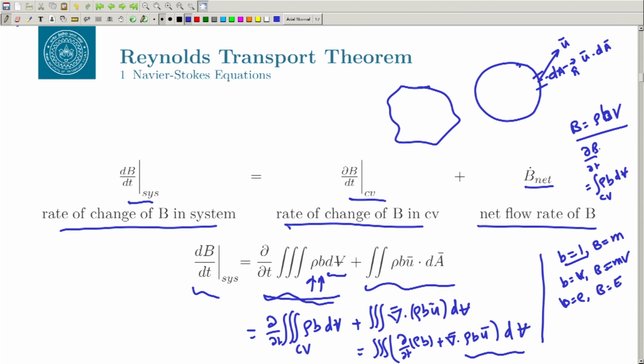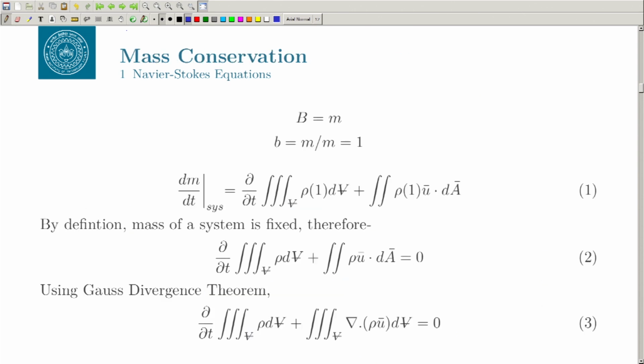So, I will just show you one expression for the mass conservation. That will give you the integral form of the equation, and then similarly you can derive it for the momentum conservation. For the mass conservation, B is equal to m, so small b is equal to 1, and you can just replace this small b by 1.